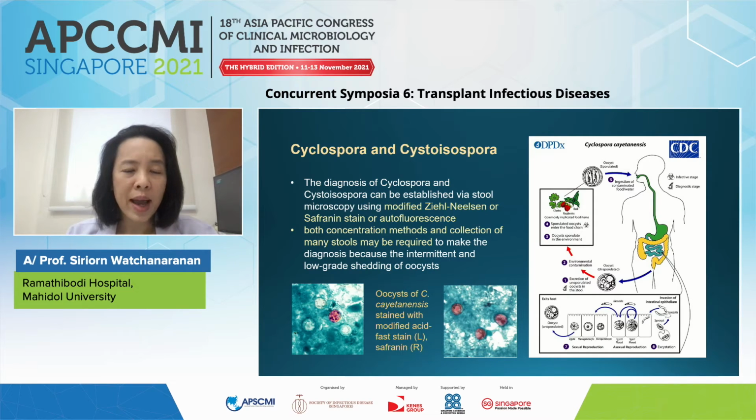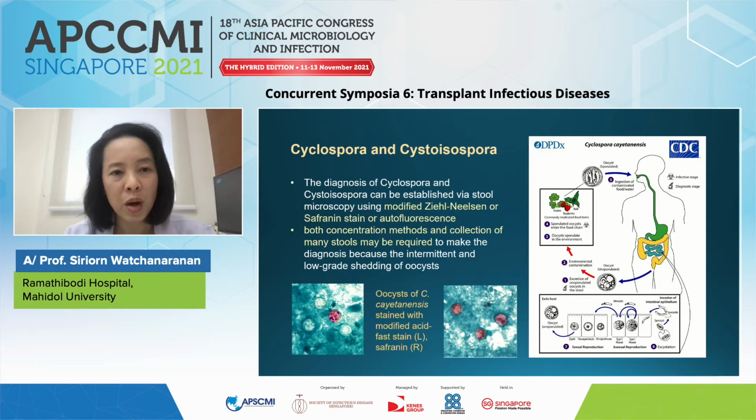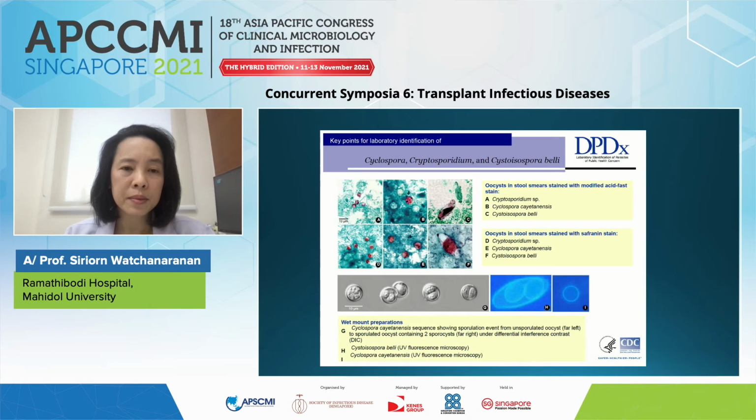This is Cyclospora and Isospora, or Cystoisospora. It is actually not too hard to identify using modified Kinyoun or safranin stain. Also, you can do fluorescence staining, but because of the intermittent shedding of the oocysts, one needs to do multiple testing of the specimen, and also consider concentration methods for diagnosis. Next slide. This is a picture of Cryptosporidium, with the smallest size compared to Cyclospora and Isospora. Next slide.